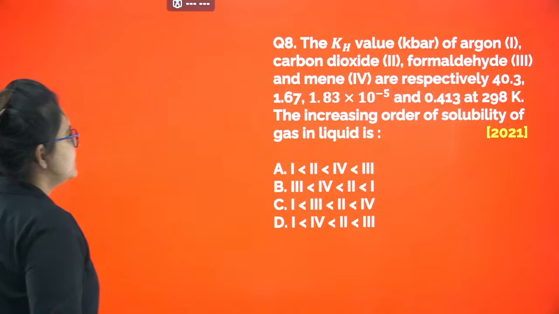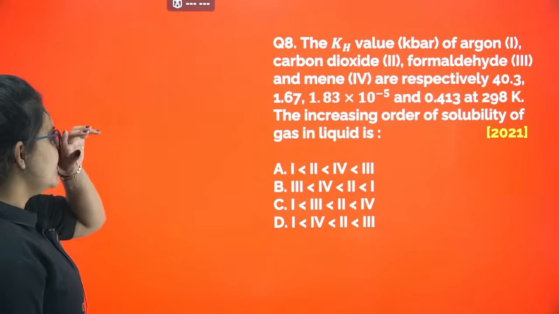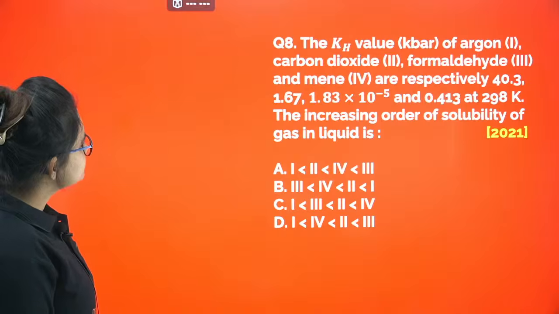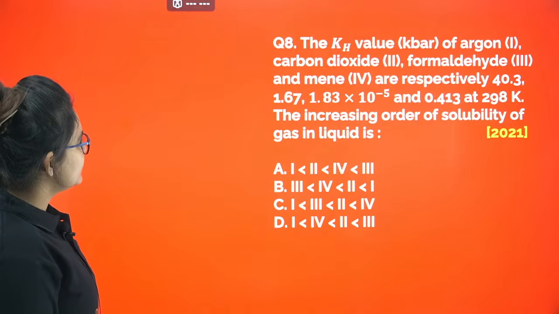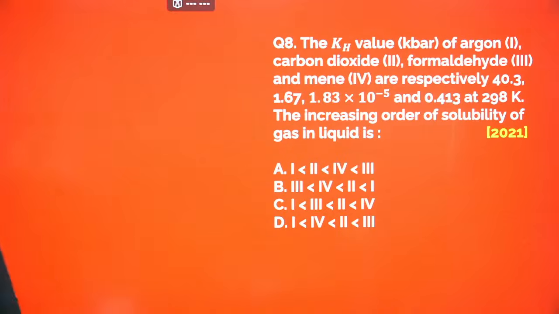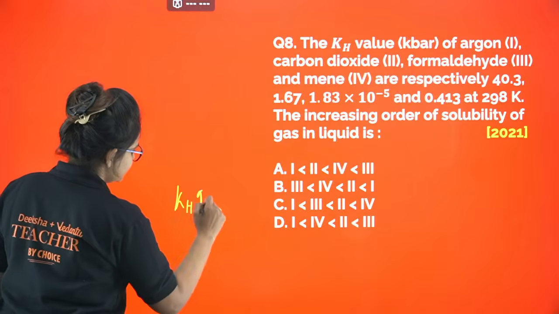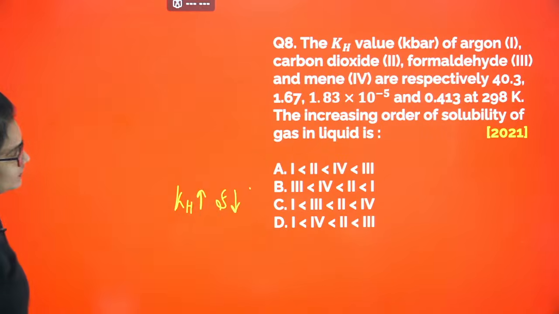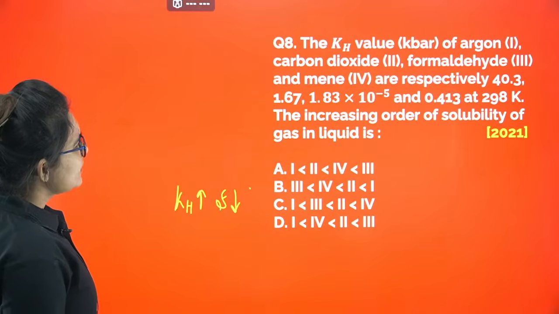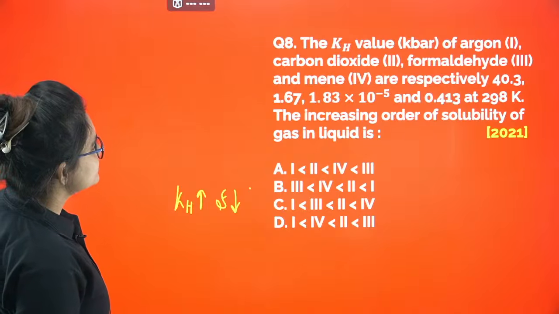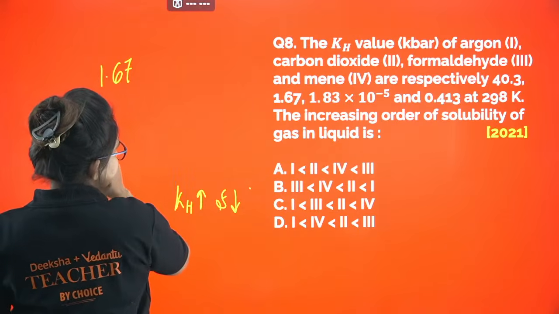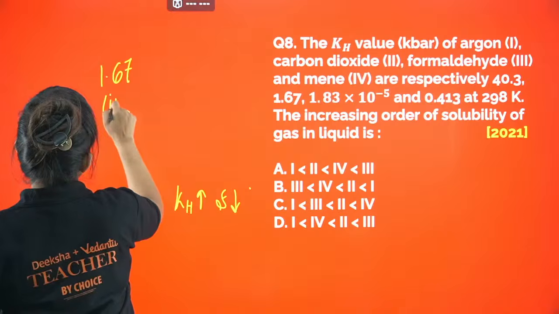Here you can see the KH value, that is in kilobar, of argon, carbon dioxide, formaldehyde and methane are respectively given like this. The increasing order of the solubility, as you know, with more KH value solubility decreases. So you have to find out the increasing order of the solubility, right? So here, if you look at the third one, 1.67, that is the highest value of KH, so that is my 3.